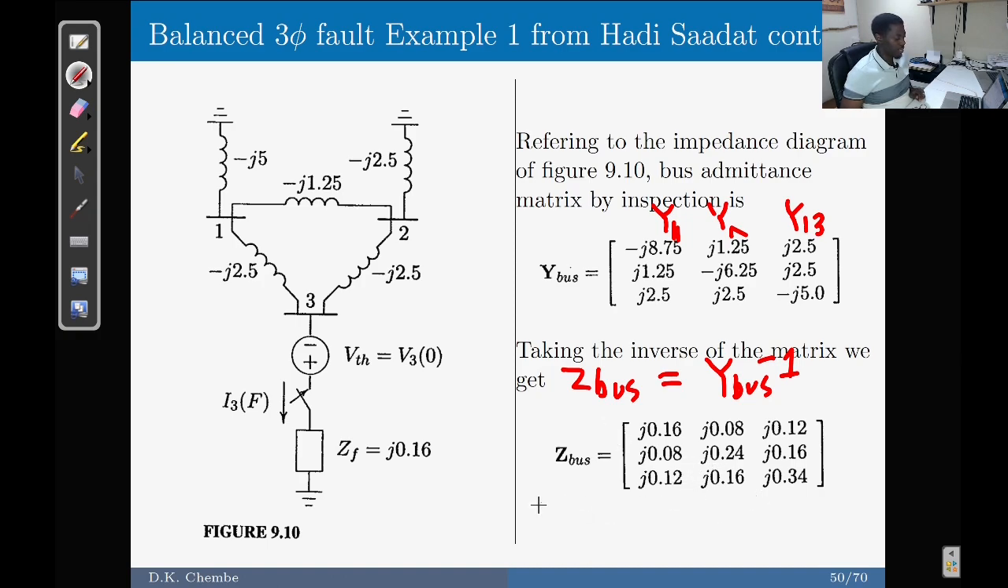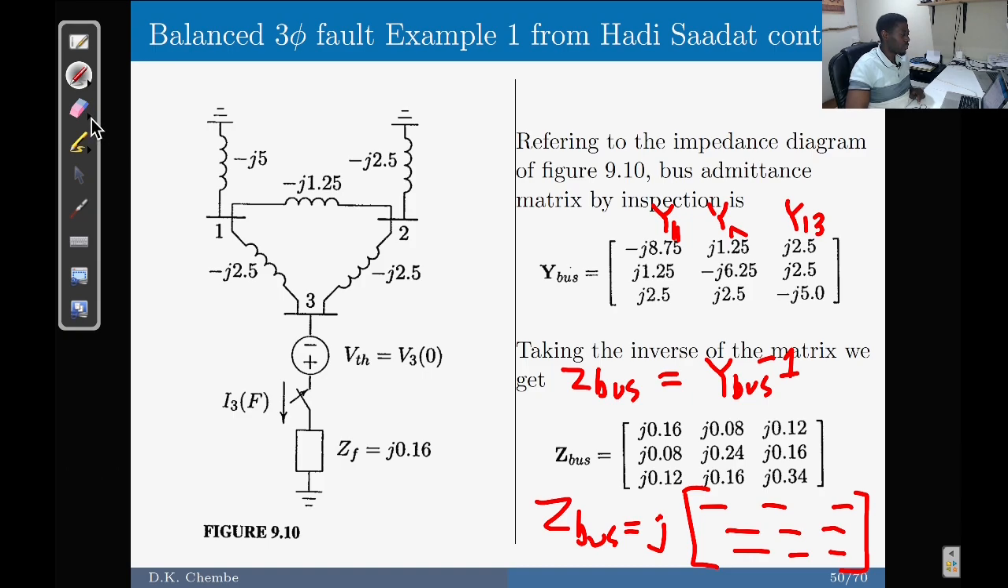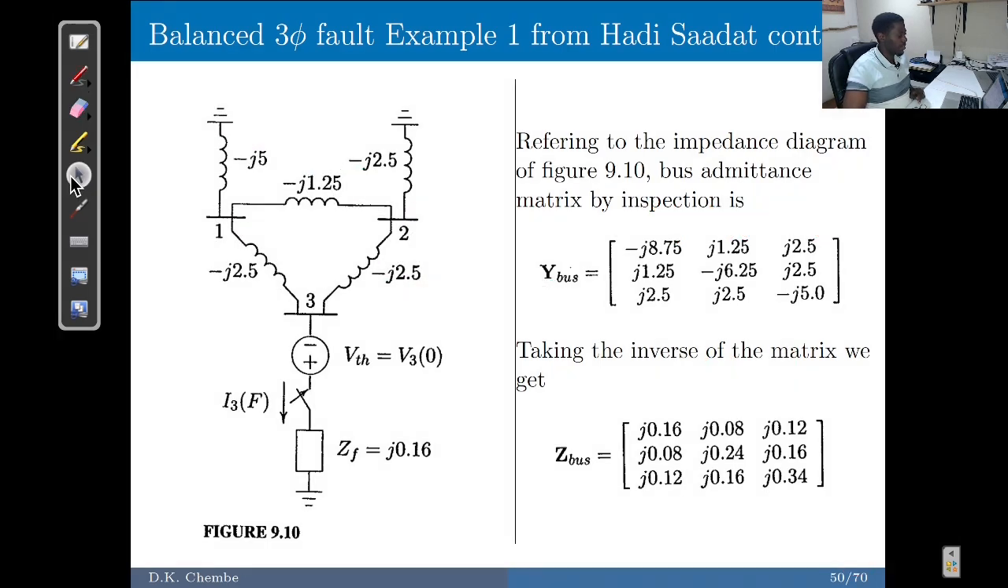In some cases, we like to externalize the J, and then we put our variables in the matrix like so. So in some other textbooks, this is what you are going to see. Okay, now that we have our Z bus calculated, let's find the fault currents.